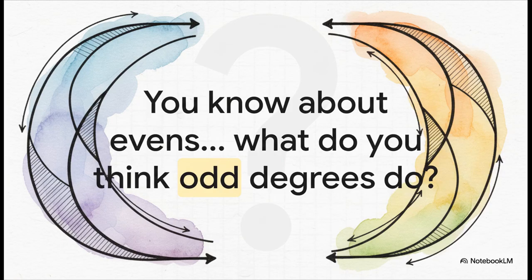So, there you have it. We've totally cracked the code for even degree polynomials. Their ends will always go in the same direction. Which leaves us with one last big question to chew on. Now that you know the secret of the evens, what do you think the odd degrees do?